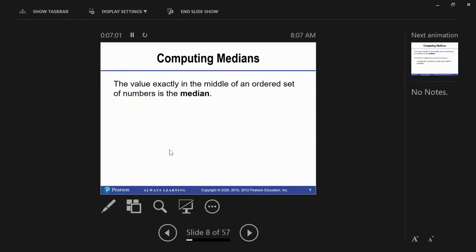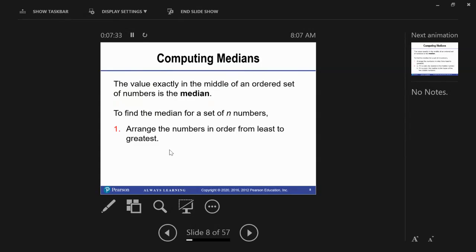Another way that you can measure the center is by something called the median. The median is the value that's exactly in the middle of an ordered set of numbers. Now, I remember this by thinking about the median in the road. When you're driving down the road and you have a median, it's in the middle, right? Well, that's exactly what this means. It's the middle number when you put your numbers in numerical order.